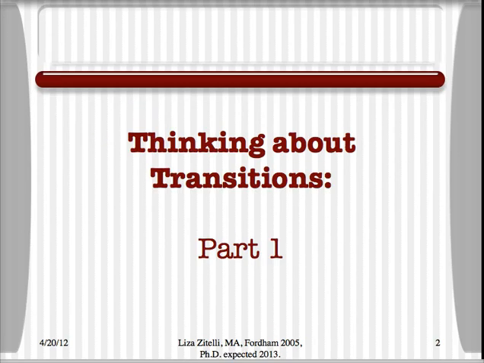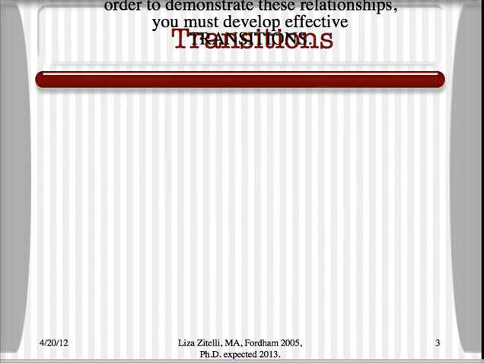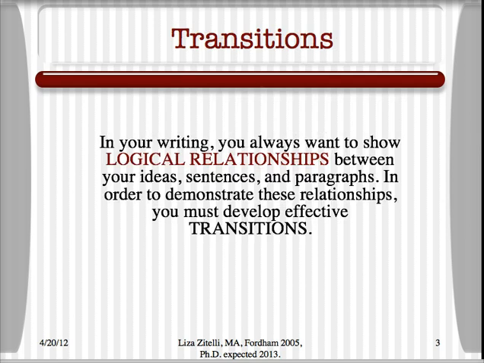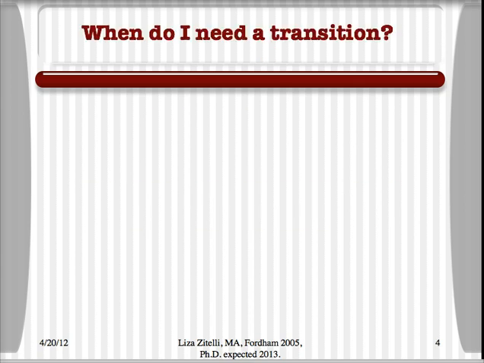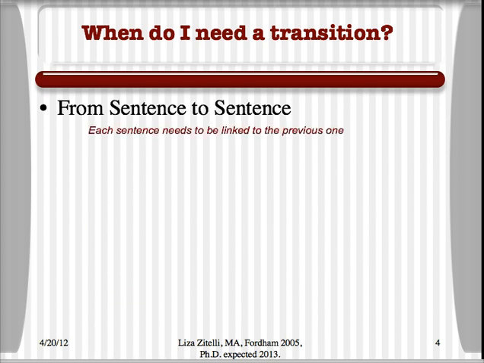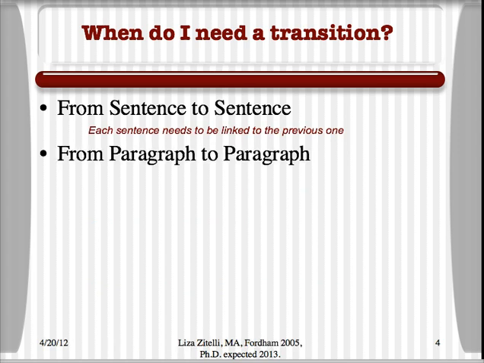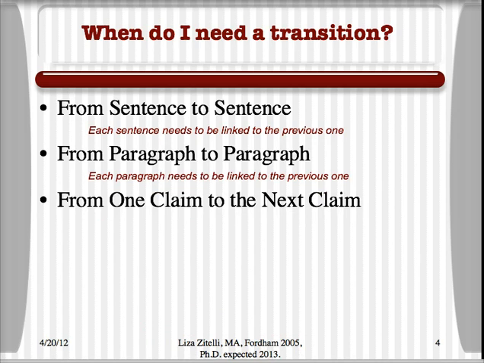This lesson is on thinking about transitions. So in your writing, you always want to show logical relationships between your ideas, your sentences, and your paragraphs. In order to demonstrate these relationships, you must develop effective transitions. You may ask, when do I need a transition? Well, you'll need a transition from each sentence to sentence, from paragraph to paragraph, and from one claim to the next claim.